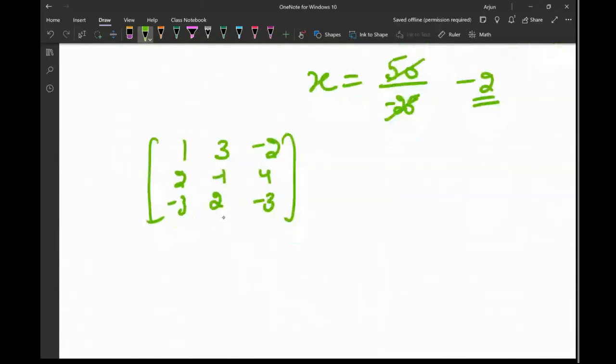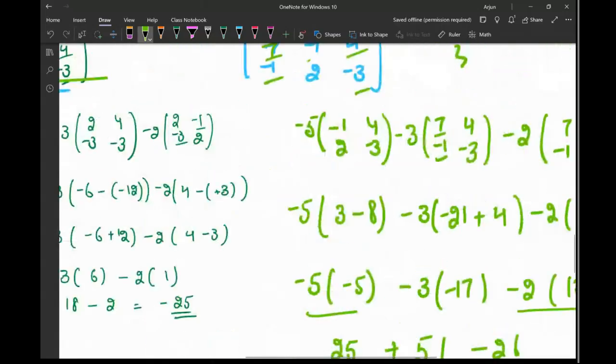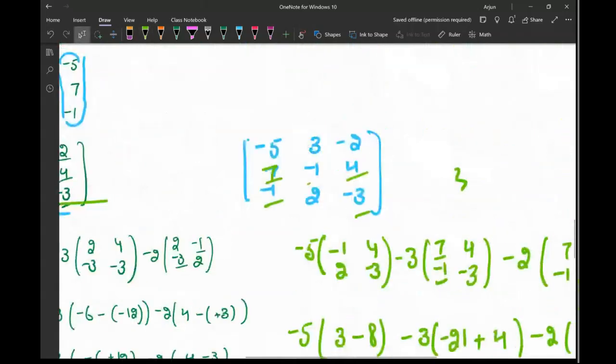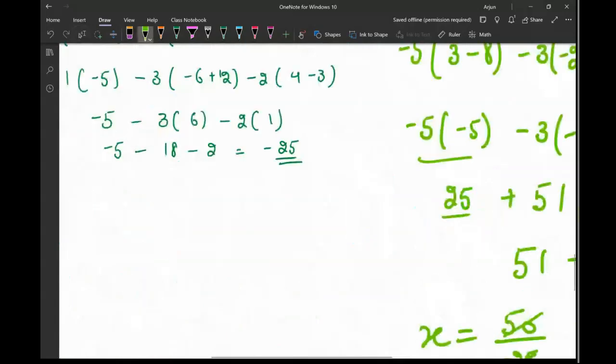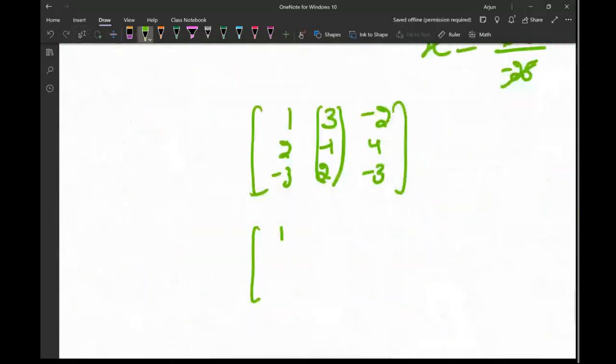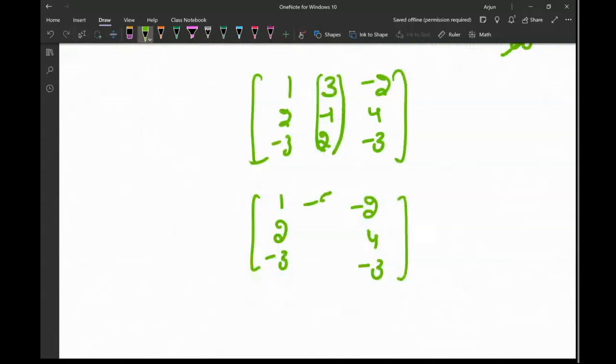And now I'm going to replace these terms with the y values, so with the constants. These other columns, 1, 2, -3 and -2, 4, -3, are going to remain as they are. And the middle term will be 5, and then 7, and then -1.